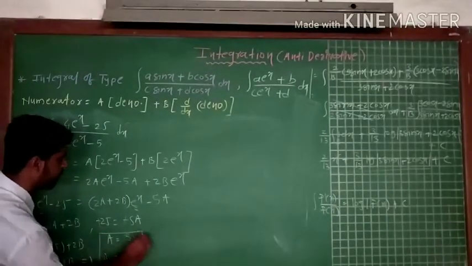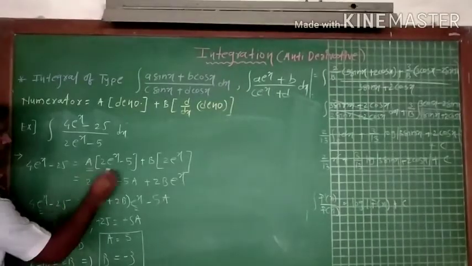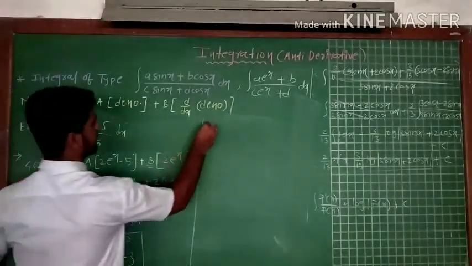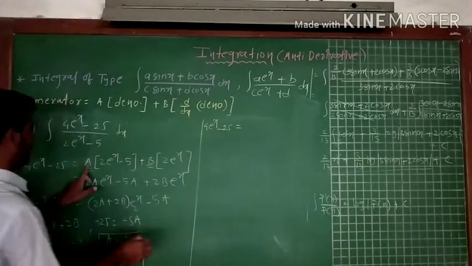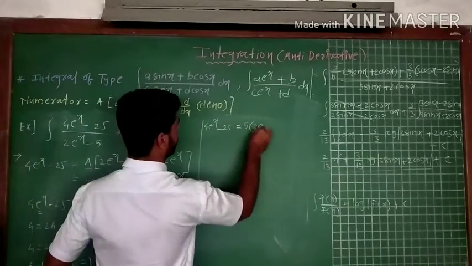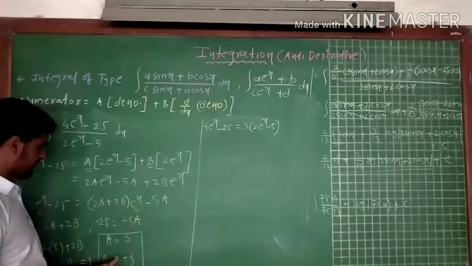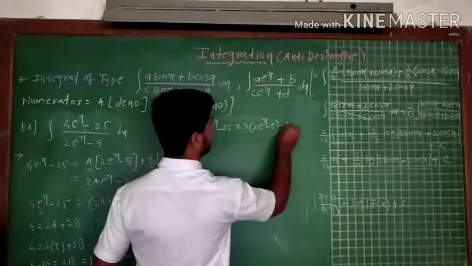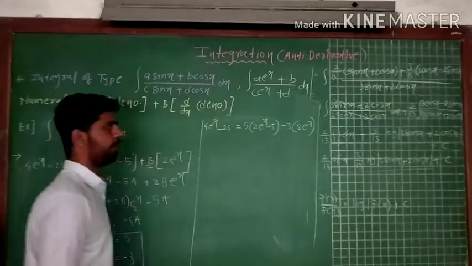So we got a and b. Correct? Now where do we put a and b? Here and here. So how do we write it? The left side 4e^x − 25 is equal to a, which is 5, into (2e^x − 5). Then b, which we got as −3, into 2e^x. So this is what we got.